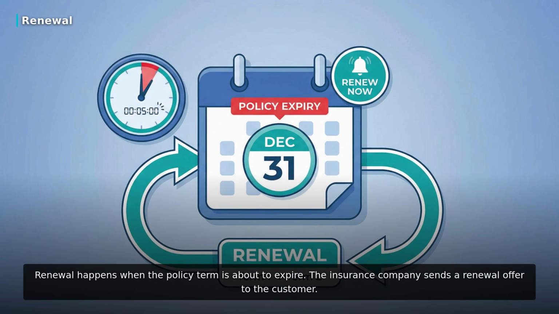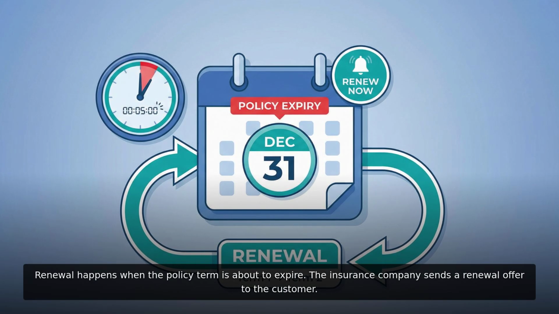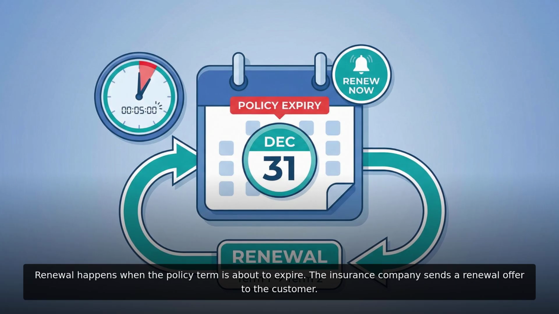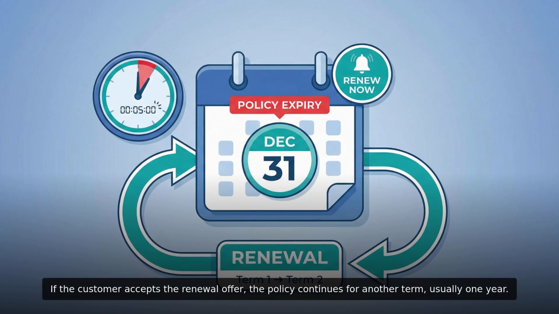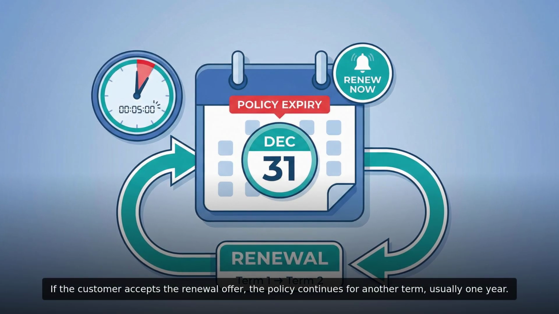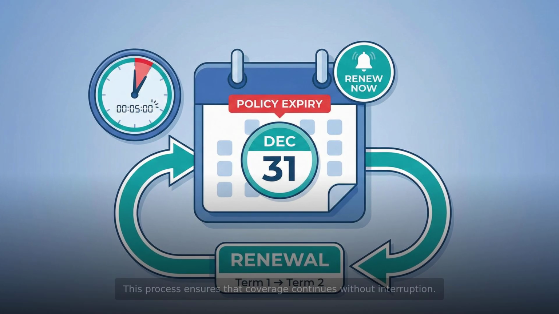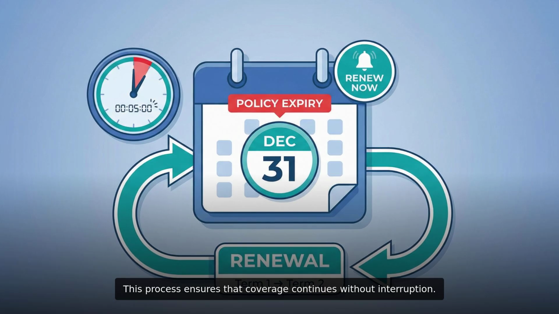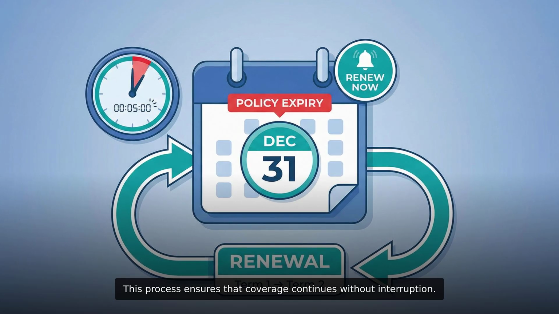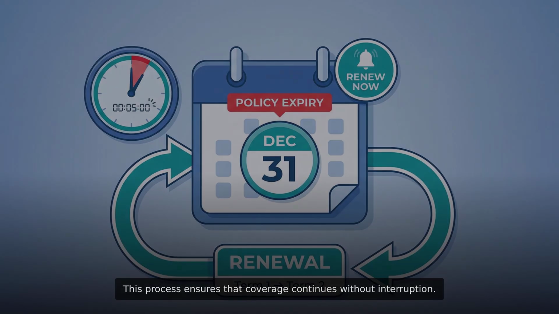Renewal happens when the policy term is about to expire. The insurance company sends a renewal offer to the customer. If the customer accepts the renewal offer, the policy continues for another term, usually 1 year. This process ensures that coverage continues without interruption.